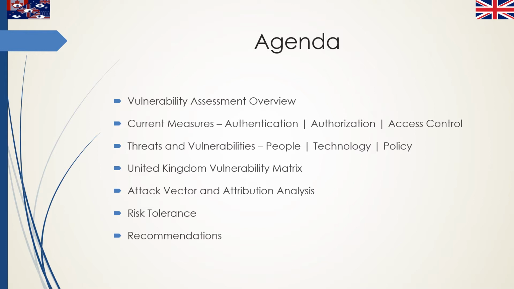So with that being said, let's take a look at today's agenda. We'll start with our vulnerability assessment overview and its importance. We'll then go into current measures, specifically authentication, authorization, and access control. Then we'll dive into threats and vulnerabilities and how people, technology, and policy impact them. Then we'll unveil our United Kingdom vulnerability matrix. Then we'll go into our analysis of our attack vectors and attribution, followed by risk tolerance, and lastly, give recommendations that not only help us, but should impact all members of the Five Eyes Alliance.